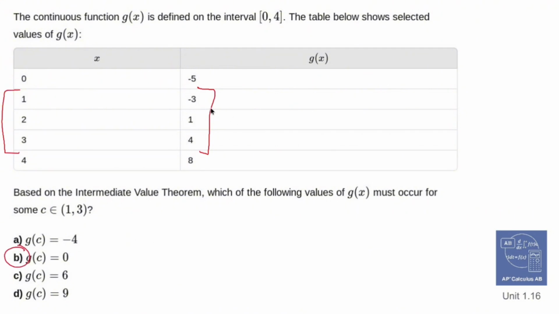So at some point in between these, there must be a c such that if I plug in for x, I get 0. It'll probably happen around here. And when that happens, I'm satisfying the intermediate value theorem.